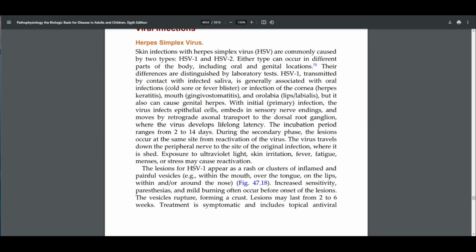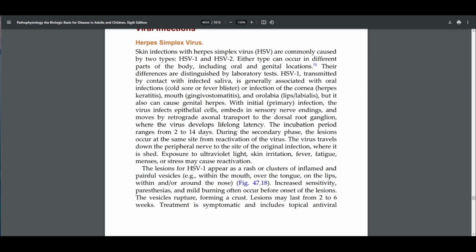The virus infects epithelial cells, embeds in sensory nerve endings, and moves by retrograde axonal transport to the dorsal root ganglion, where the virus develops a lifelong latency. The incubation period ranges from 2 to 14 days. During the secondary phase, the lesion occurs at the same site from reactivation of the virus. The virus travels down the peripheral nerve to the site of the original infection, where it is shed. Exposure to ultraviolet light, skin irritation, fever, fatigue, menses, or stress may cause reactivation.